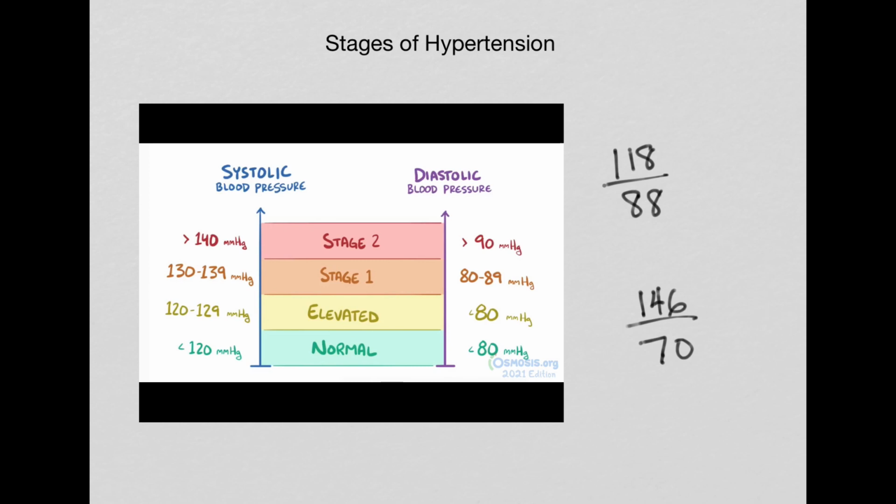So the reason we categorize hypertension is it helps us determine when and how to treat the patient. So we treat patients more aggressively if they have higher blood pressure and also if they have other risk factors for heart disease, stroke, etc.